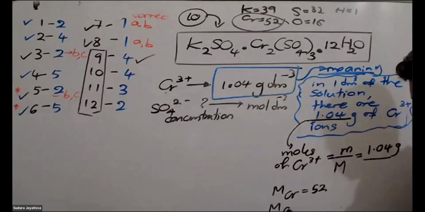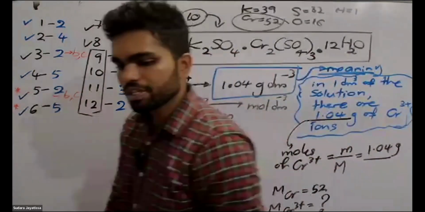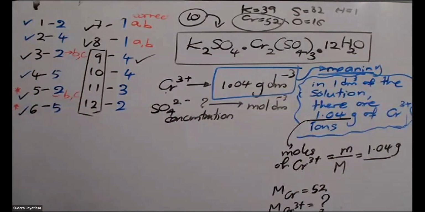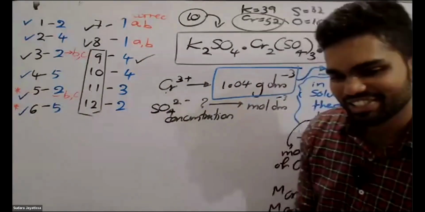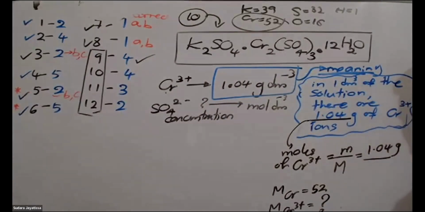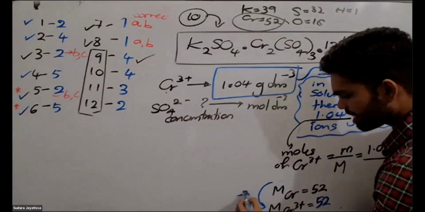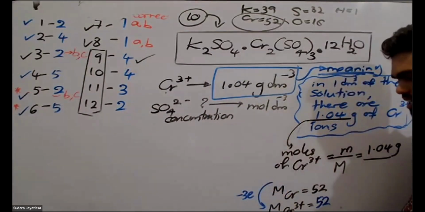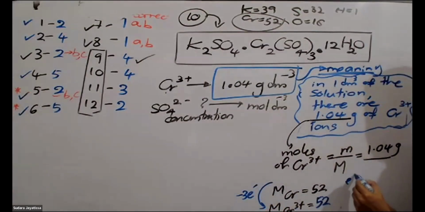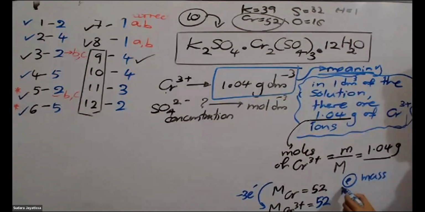So what about M chromium 3 plus? What is the value of M chromium 3 plus? Can I have your answers here, please? That's a very important thing we are discussing here, okay? Yeah, I'm seeing some answers. So here's the thing. Its value is the same as 52. Why? Because when you are getting chromium 3 plus, you are removing 3 electrons, isn't it? The electron mass is negligible.